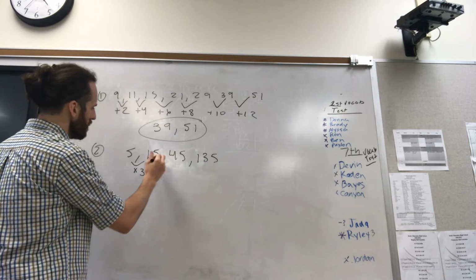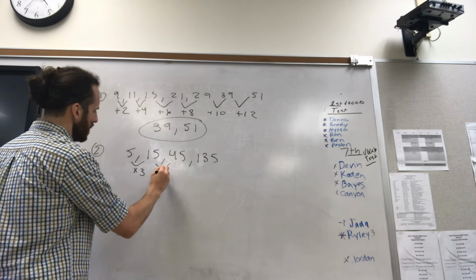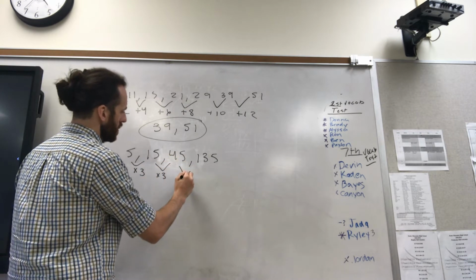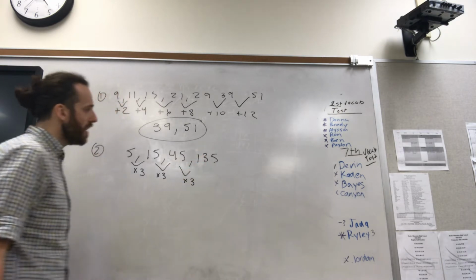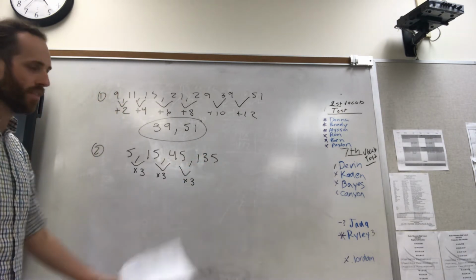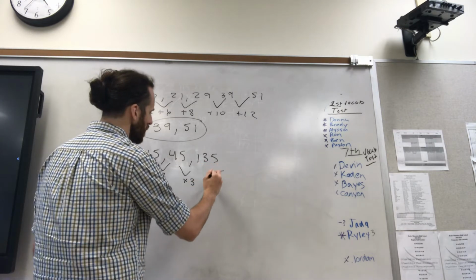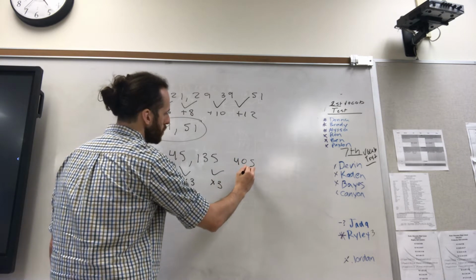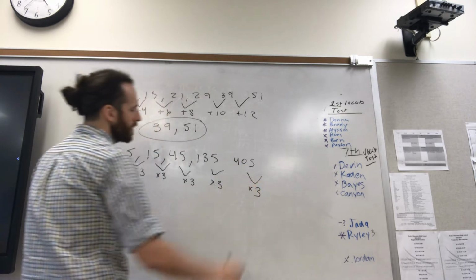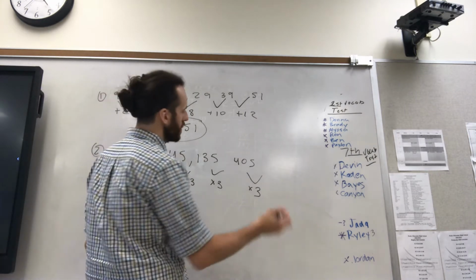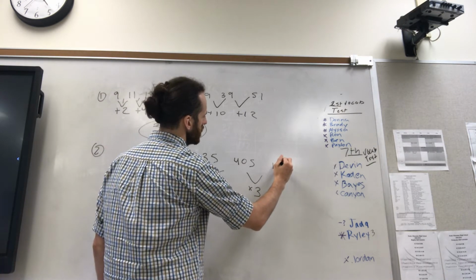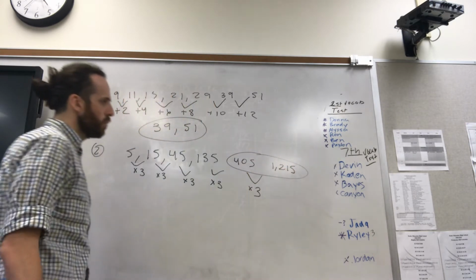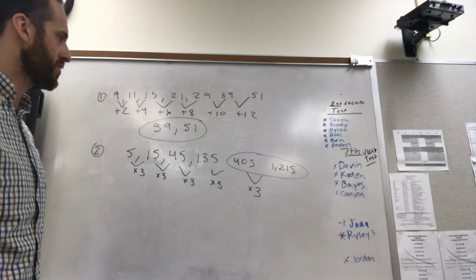I multiply this by 3, I get 45. I multiply 45 by 3, I get 135. So I've seen a pattern now. That's great. Now let's keep the pattern going. Multiply 135 by 3 and we get 405. Multiply 405 by 3 and we get, using a calculator, 1,215. Those are the two numbers that we want next in our sequence.